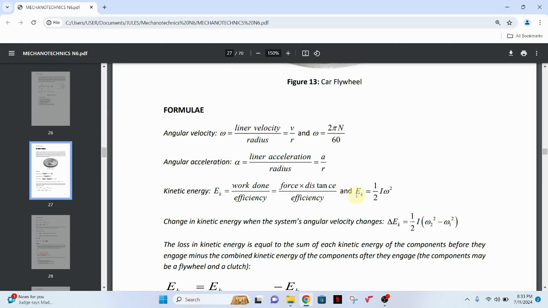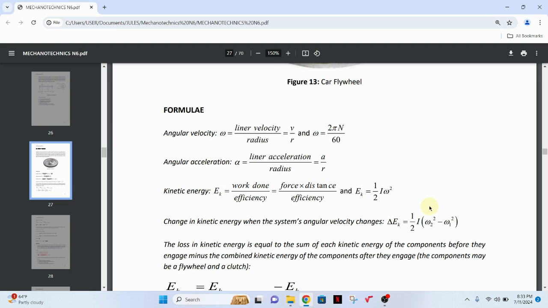Now, the kinetic energy when you're dealing with angular motion is equal to 1/2 I omega squared. I is the mass moment of inertia, multiplied by omega squared, which is the angular velocity squared. So kinetic energy is equal to half the mass moment of inertia multiplied by the angular velocity squared. So this is what it is.